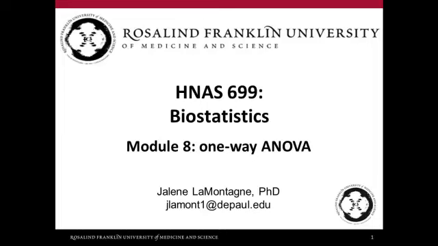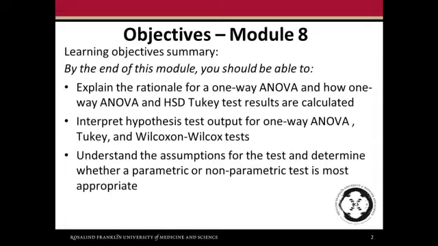Welcome to Module 8, where in this mini lecture we're going to talk about some of the background with a one-way ANOVA. A summary of the learning objectives for this module is that you should be able to explain the rationale for a one-way ANOVA and how one-way ANOVA and Tukey's test results are calculated. You should be able to interpret hypothesis test output for a one-way ANOVA, the Tukey test, and Wilcoxon tests, and understand the assumptions for the test and determine whether a parametric or non-parametric test is the most appropriate.